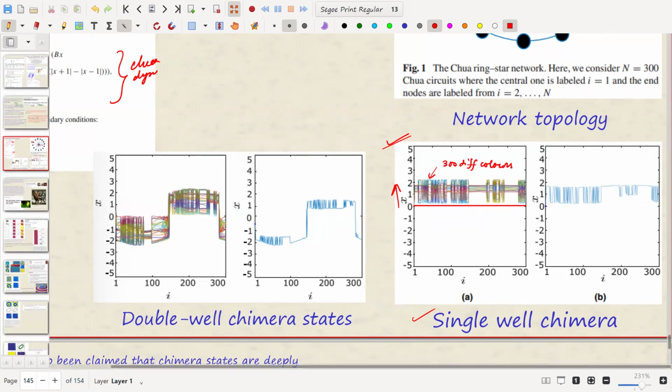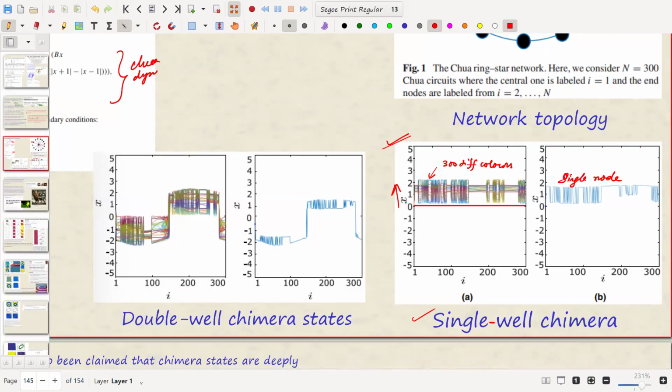Yes, there exist only 7 colors, but I have taken many shades to show them. Here I have taken 300 different nodes, so I have taken the dynamics of each of the nodes. This is how a single well chimera state looks. And I have taken any one node, a single node. This is the dynamics of a single node.